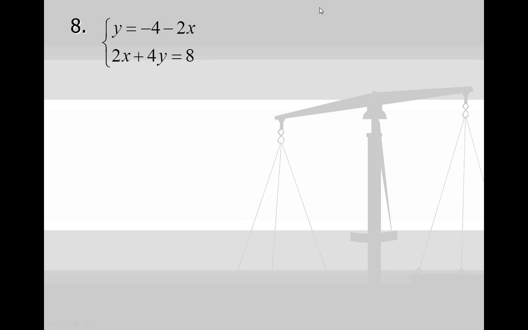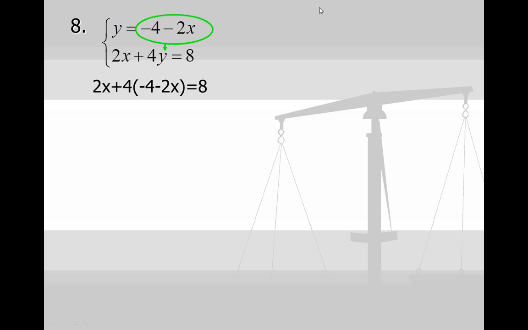Here's another one. Try this one. Pause the video and then come back and see how you do. All right, well, maybe this will help you. Take that first step right there, and it has what y equals, and put that in there for y. So here's the first thing you should have.